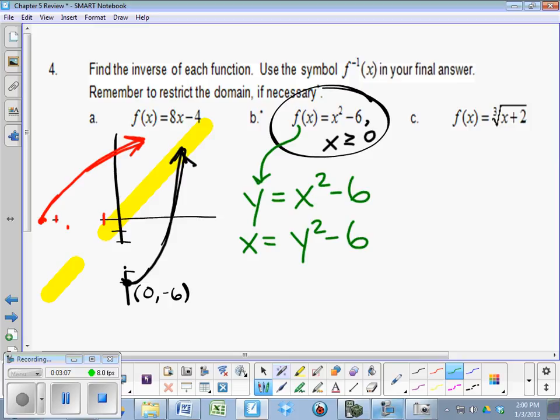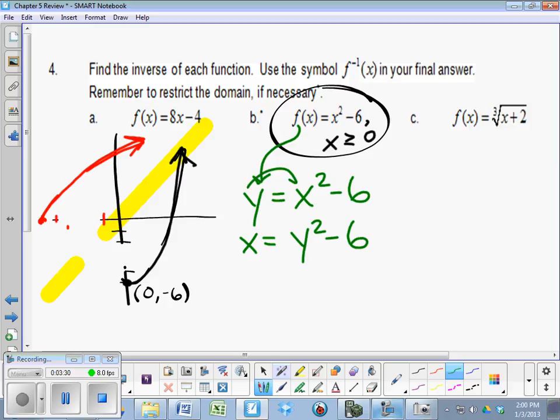What do you call that? F inverse of x, or f of x inverse. All right? So say it with me. Switch x and y. Nice. Solve for y. And then replace y with the f inverse.